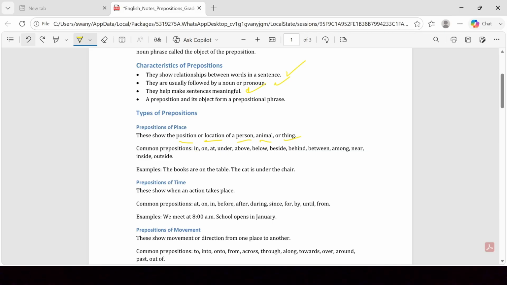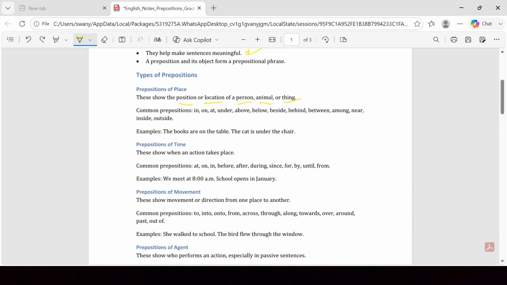Examples: the books are on the table. That means there's a table, and on top of that table there are some books. So that is when you're supposed to say that the books are on the table. The cat is under the chair. Also, that is a preposition of place, showing where the cat is. We assume there's a chair, and below that chair we have the cat.